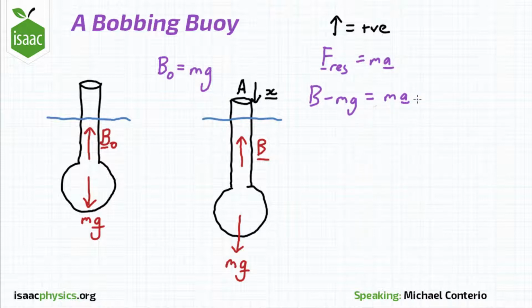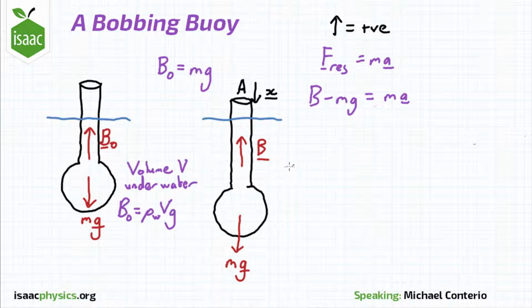From Archimedes' principle, we know that the magnitude of the buoyancy force is equal to the weight of the water that the object displaces. When the buoy is in its equilibrium position with a volume v underwater, this means that the buoyancy b0 is equal to the density of water, rho w, times the volume v times g.